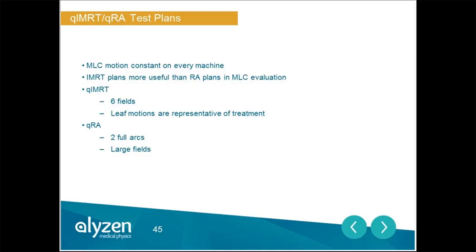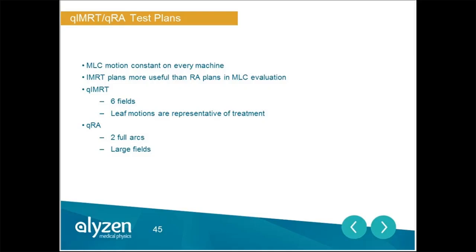I also find the IMRT plans much more useful than the RapidArc plans in evaluating the MLC because IMRT plans are field by field. The RapidArc plans are full arcs. It's the same concept as doing a plan IMRT QA evaluation versus a field-by-field IMRT QA evaluation. Plan evaluation can often hide errors by overlapping two errors together that cancel each other out, for example.